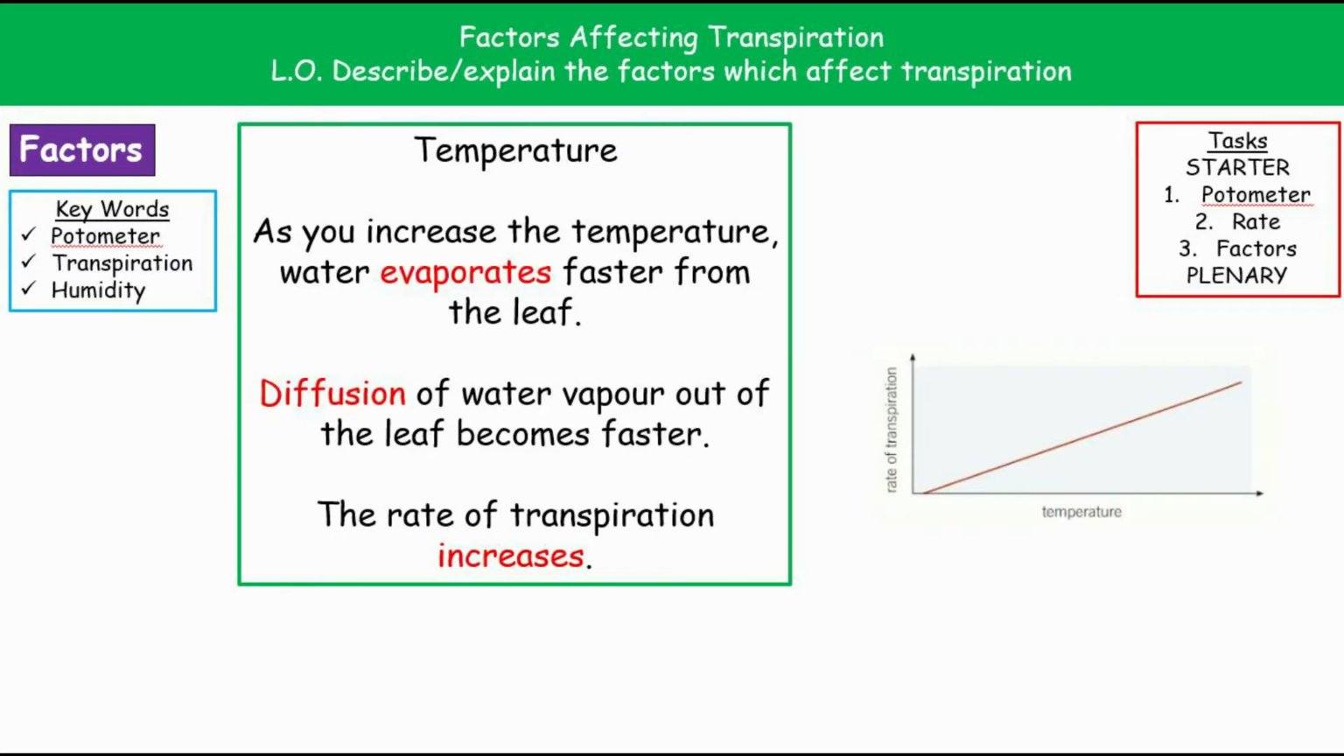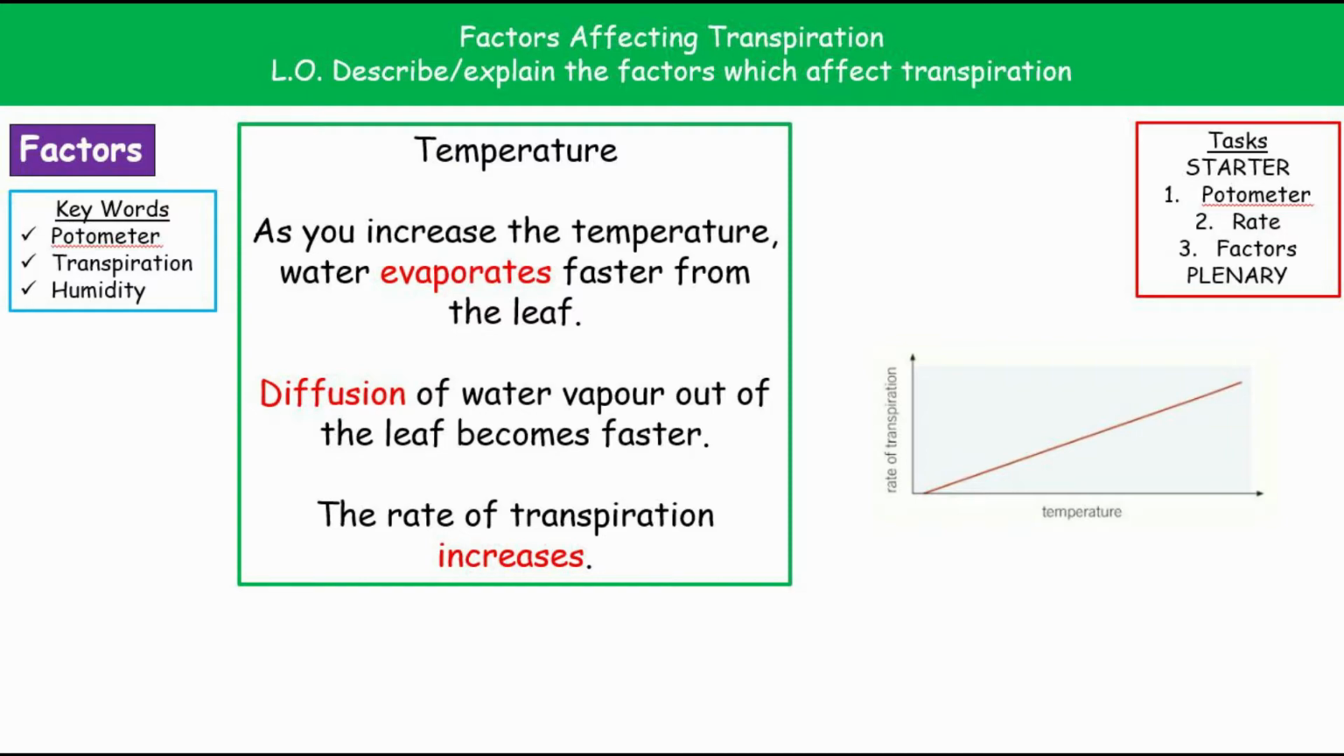Let's make sure we got the words in the right places then. So as you increase the temperature, water evaporates faster from the leaf, diffusion of water vapor out of the leaf becomes faster, and the rate of transpiration increases. So give yourself a mark out of 3 for your missing words. Then if we look at the shape of the graph, we can see that it's a nice linear graph. So as temperature increases, the rate of transpiration increases.